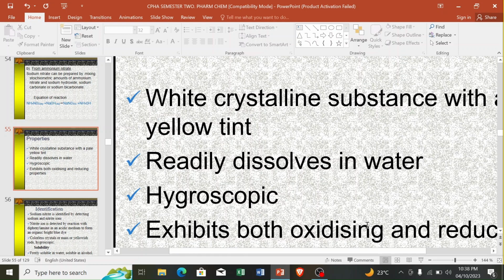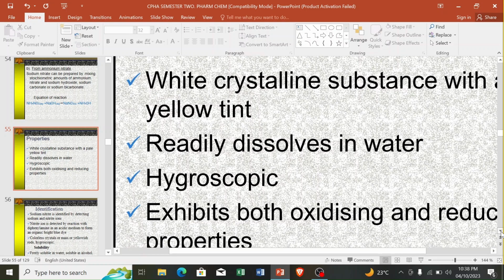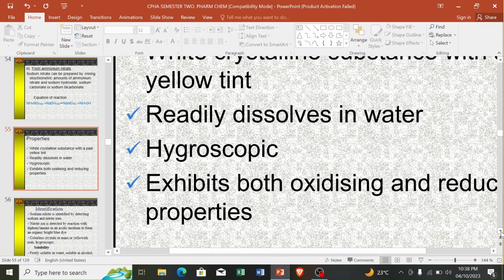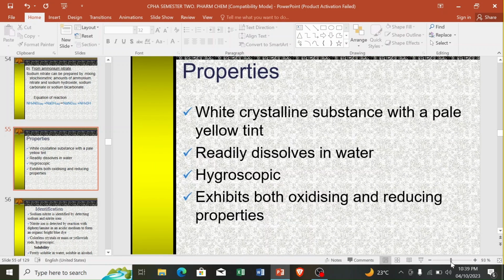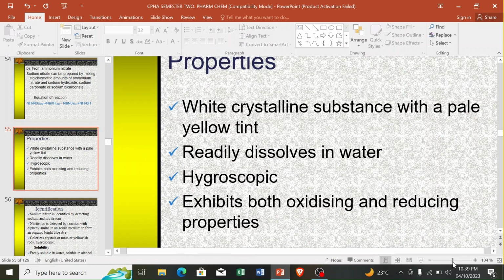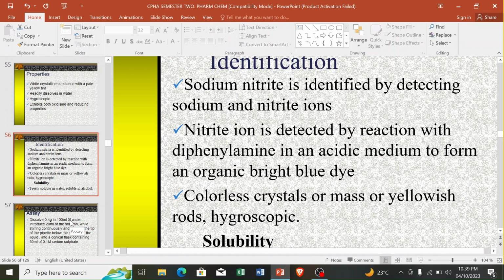So since it is hygroscopic, and then it exhibits both oxidizing and reducing properties. Do we remember where we saw a compound that exhibited both oxidizing and reducing properties? We saw it in group 6 elements of the periodic table, in their compounds. To be more specific, that was hydrogen peroxide. It had both oxidizing and reducing properties. Okay. All right. So that's all about properties.